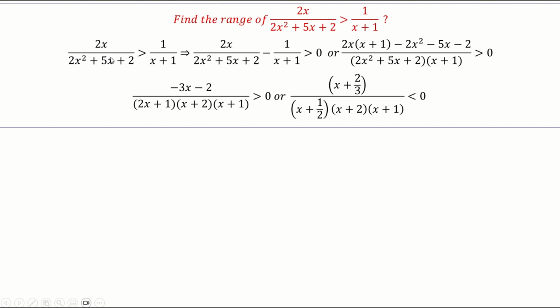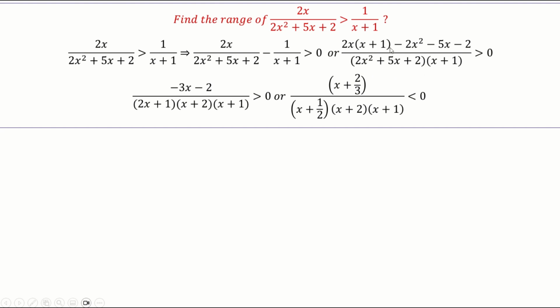What I will do is, this is the given expression. I take 1 by x plus 1 as it is to the other side. So it will become 2x divided by 2x square plus 5x plus 2 minus 1 by x plus 1. Okay, so it will become 2x, and I have to take LCM now. I took LCM, so my denominator covers everything now. Correct? Because x equal to minus 1 is not a solution. That should reflect in my solution, right?